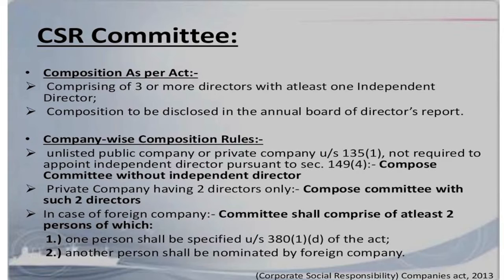So in the previous slide we understood that 2% of the net profit of the previous 3 years will be taken into account, and we have to check section 135 and section 198 rules for knowing the net profit. Okay, then what is the CSR committee? Now we understand about the CSR committee, comprising 3 or more directors with at least 1 independent director. Composition is to be disclosed in the annual board of directors report. So a CSR committee should be formed as per the Companies Act. Then company-wise composition rules: unlisted public company or private company under section 135(1).